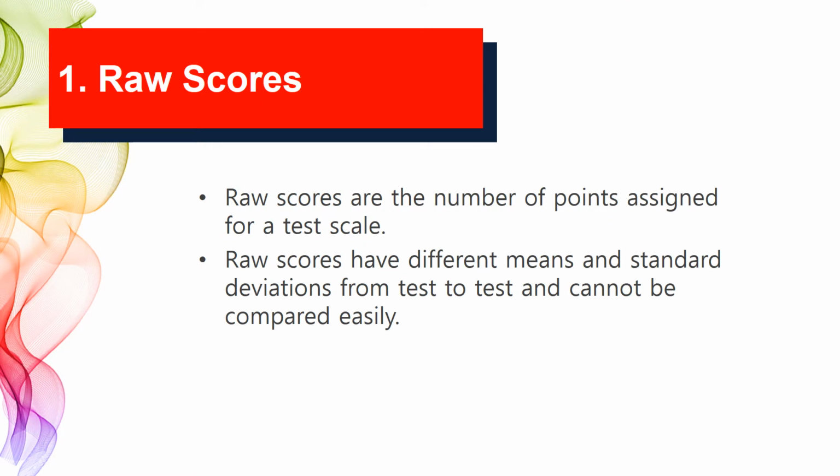The first one is raw scores. Raw scores are the number of points assigned for a test scale. For example, on some tests, the raw score is the number of questions answered correctly. The meaning of raw score points depends on how difficult the questions are for people at different ages. To make raw scores easy to understand, they are transformed to more interpretable scores like percentile ranks.